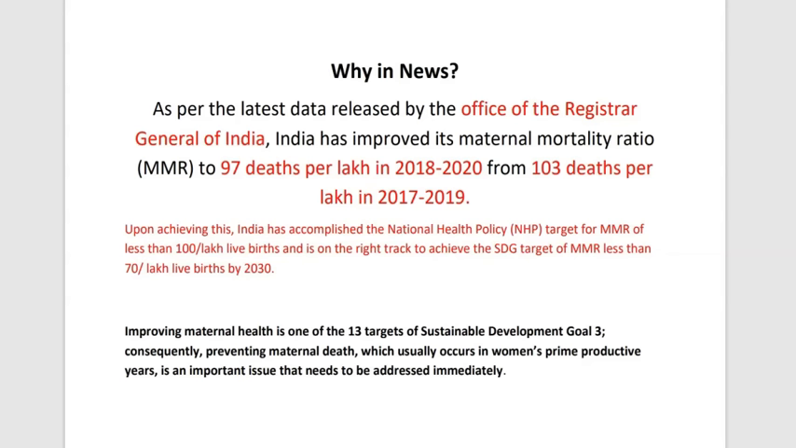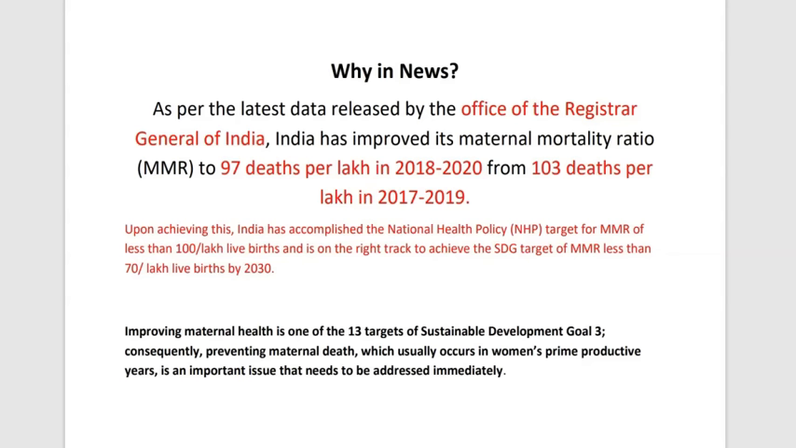Let me tell you briefly how maternal mortality ratio is calculated. The data for 3 years is taken, and it is calculated per 1 lakh population. Per lakh means in 1 lakh, 97 deaths occurred, and this figure has reduced in recent years in comparison to previous years. Earlier it was 103 deaths in the 2017 to 2019 data, now it has reduced to 97.